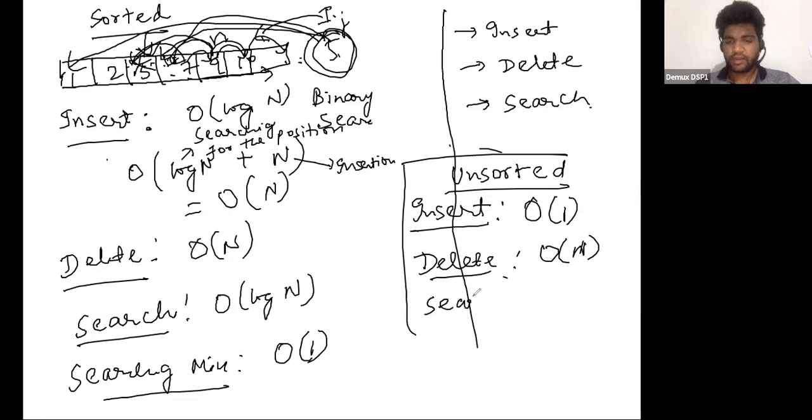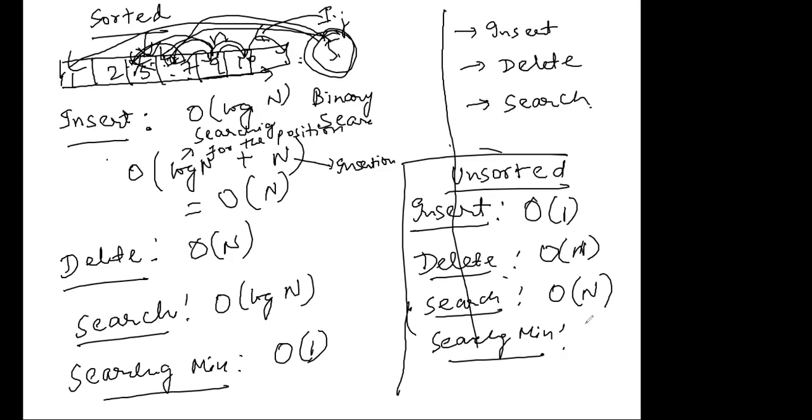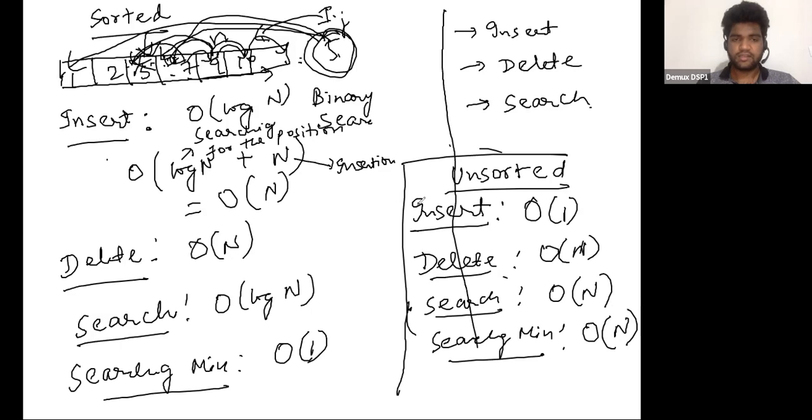What about searching for a random element? This will be order n again, because you will have to do a linear search on the array. And what about searching for the minimum? O of n again, because the array is not structured in any fashion, right? So this is for the unsorted array.